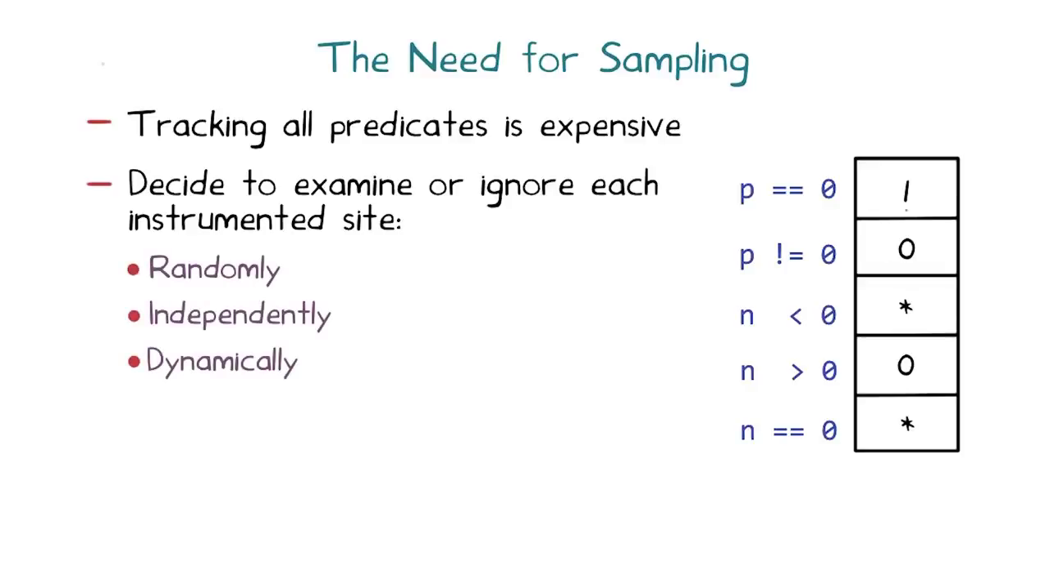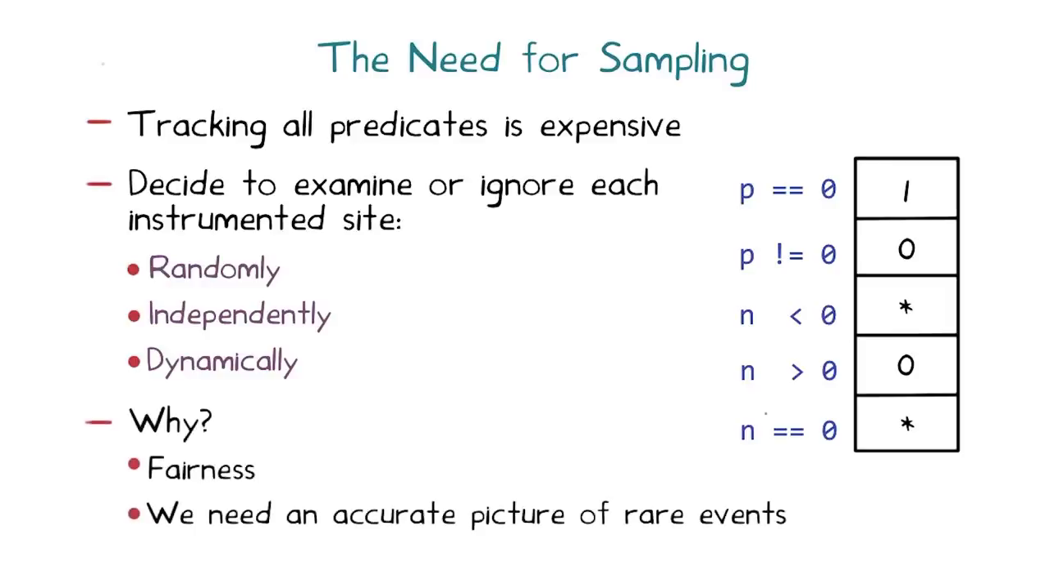We will do this by randomly choosing whether or not to examine each instrumentation site, independent of whether we have sampled the other sites. Once we decide to examine a site, we will observe the values of all the predicates at that site. For instance, if we decide to sample the first site here, we will observe the values of both predicates p equals 0 and p not equals 0. Moreover, we'll sample the sites to examine dynamically, that is during the run of the program, instead of statically, that is hardcoding which sites will be sampled.